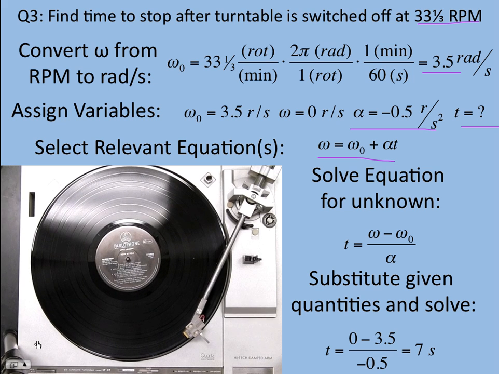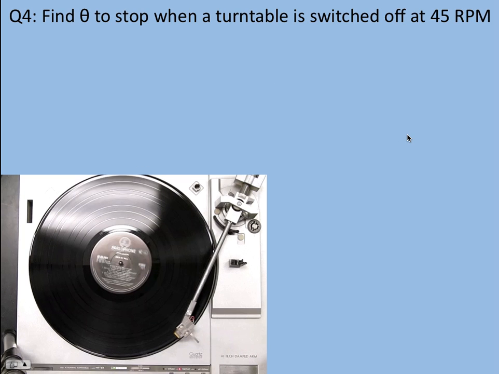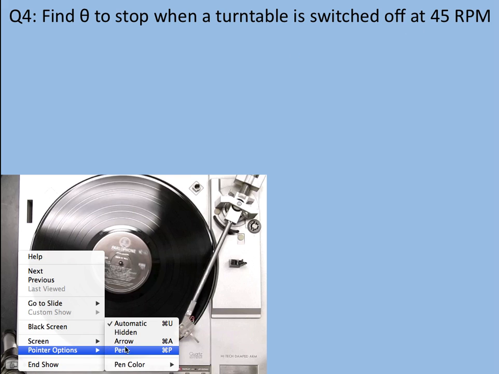And I got 7.3 seconds, so pretty close for just doing it by hand. And so it sure looks like the acceleration is pretty constant. Let's do a different one. Let's get the change in angle when we turn it off when it's going 45 RPMs. And so now we're predicting theta.